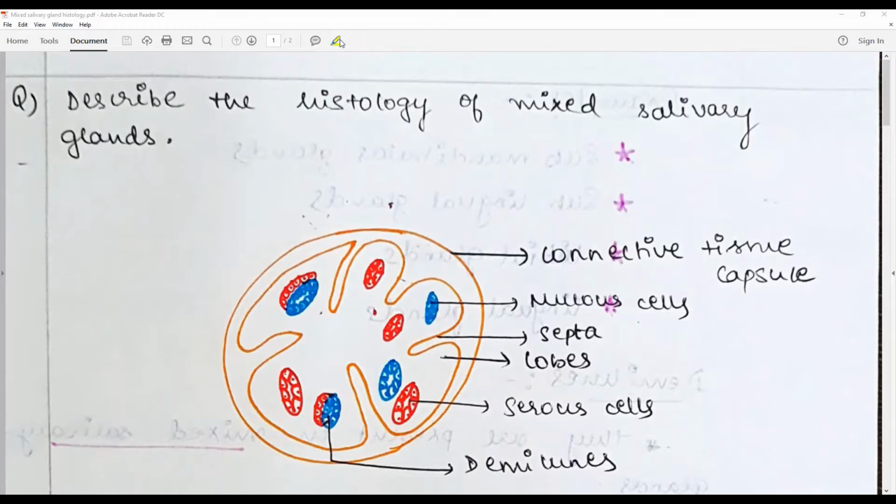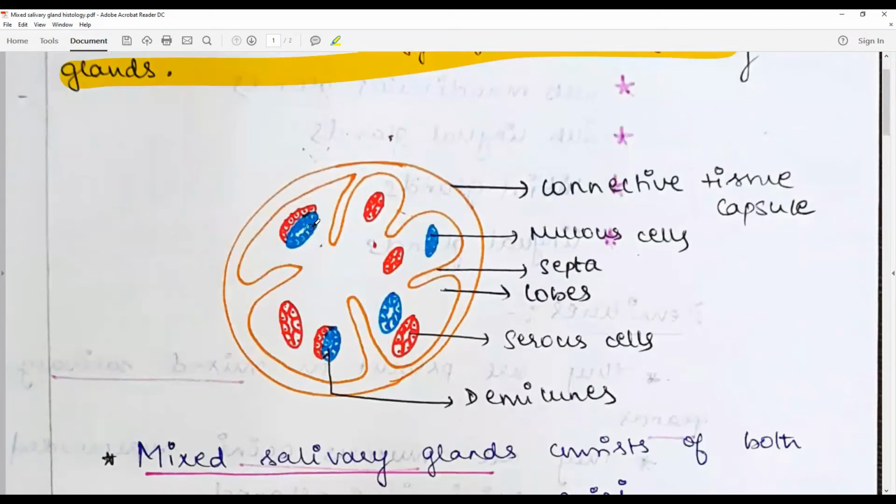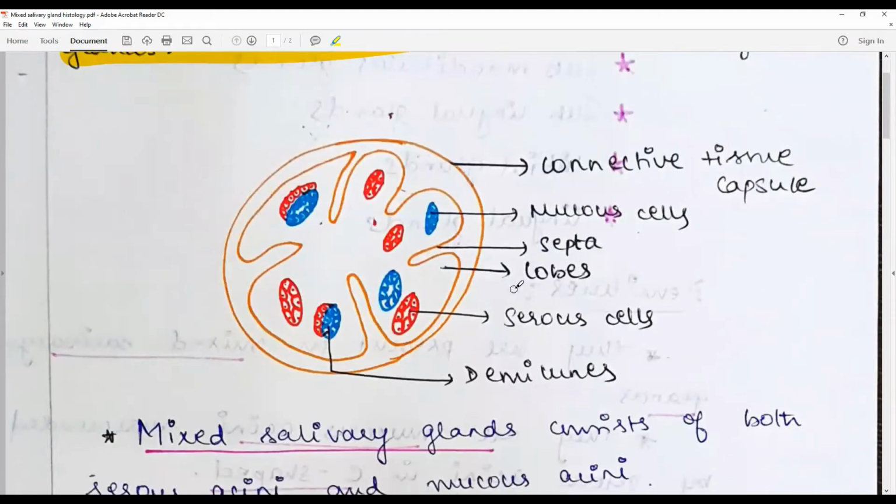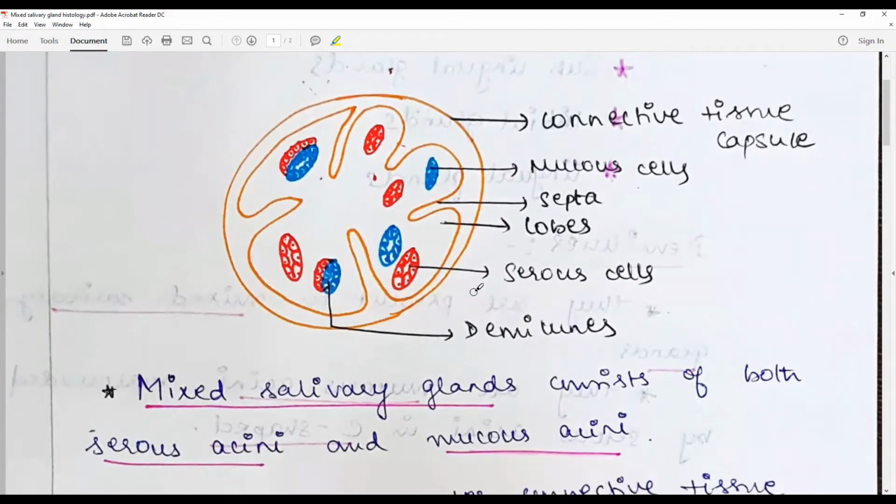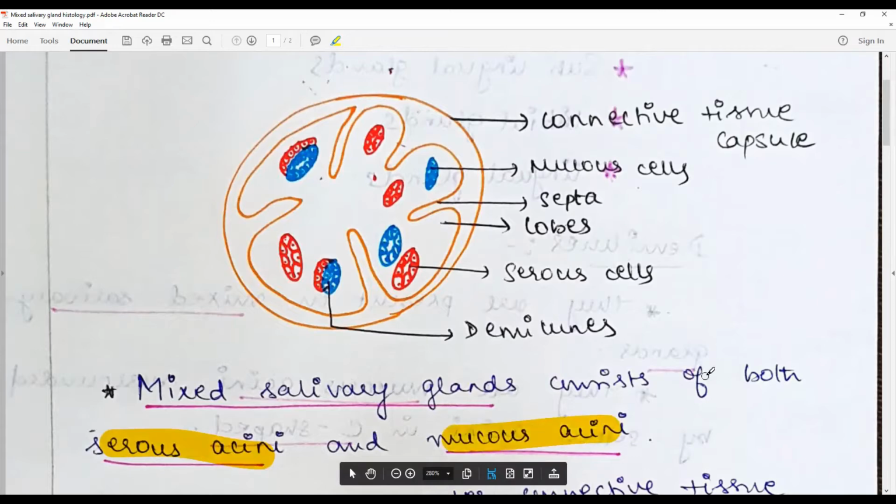The question that we are going to discuss is the histology of mixed salivary glands. First, begin with the outline of the salivary gland. Mixed salivary gland consists of both serous acini and mucous acini. Not only that, we have other structures.